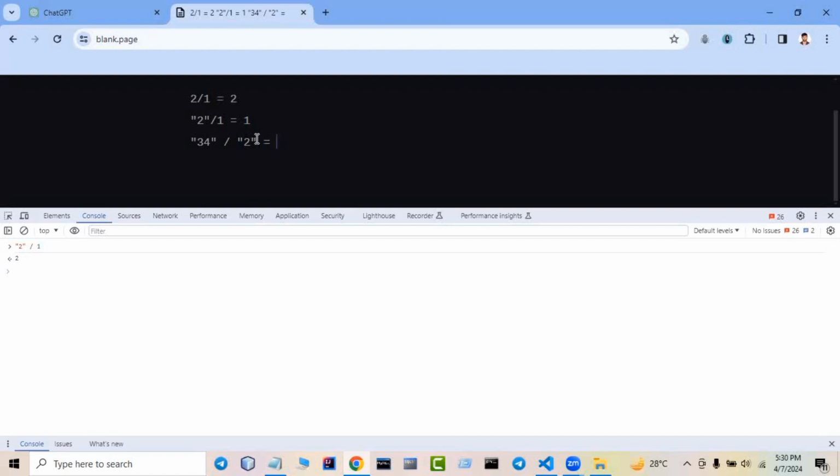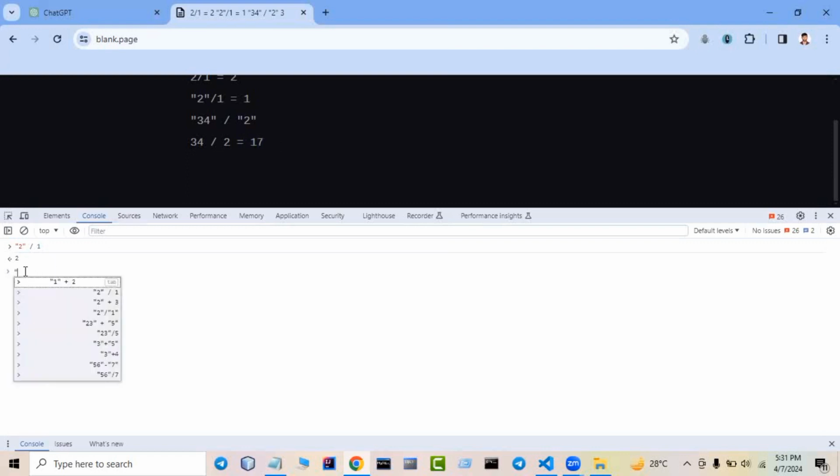String representation of 34 divided by string representation of 2. Again, when JavaScript comes to this line, it sees that the divide operator has been used, and both of its operands are strings. So first, it will convert 34 into a number. This expression will internally become 34 divided by 2, number form of 34 divided by number form of 2, and then it will give 17.